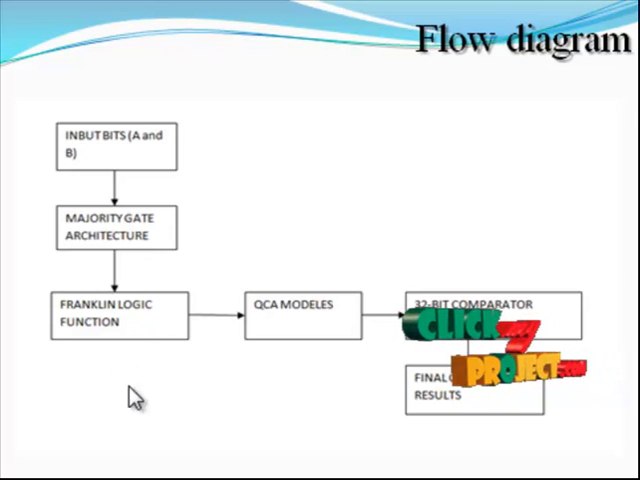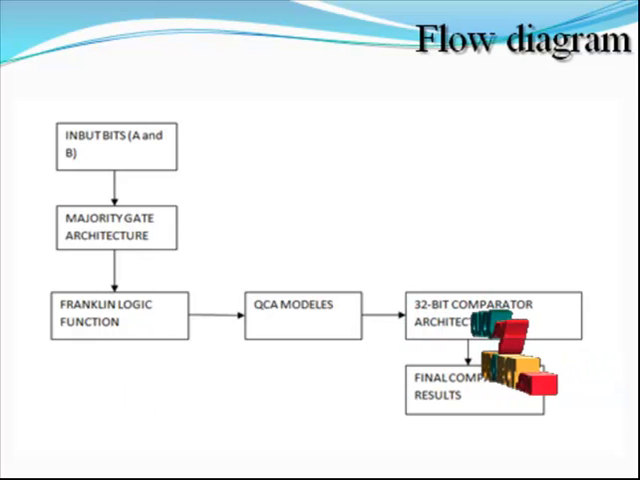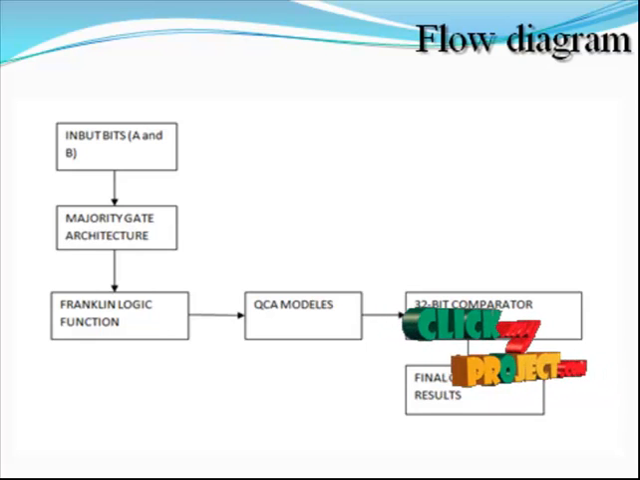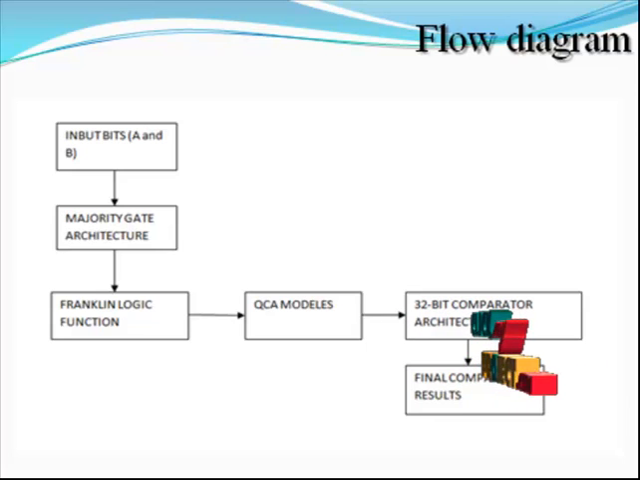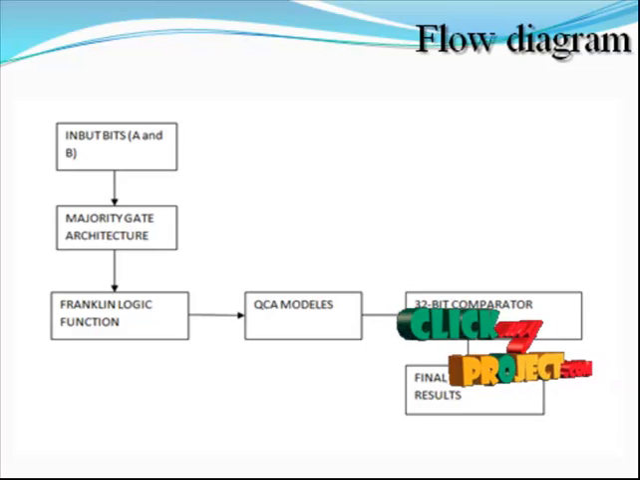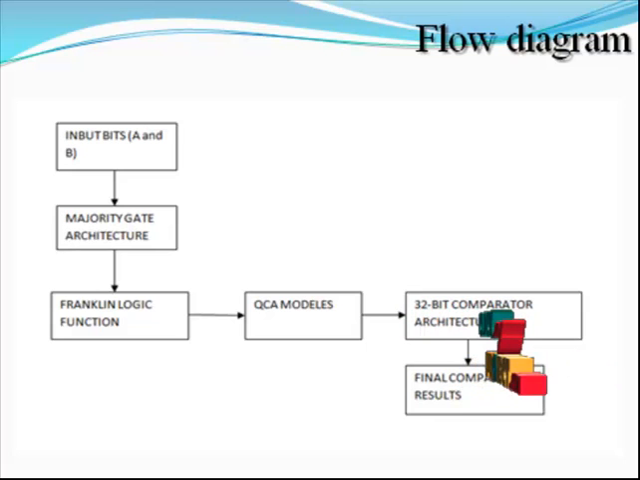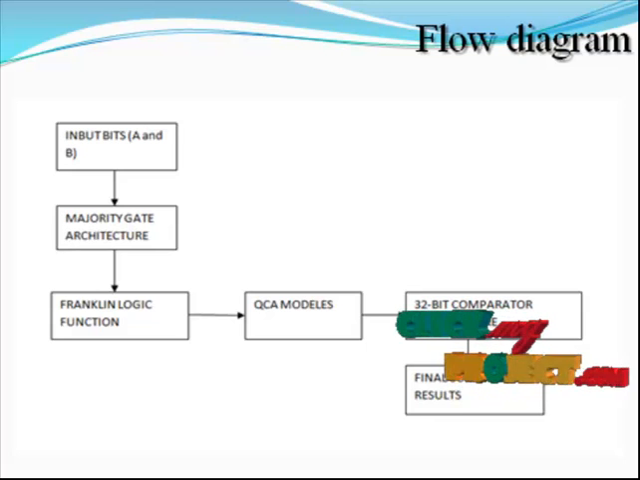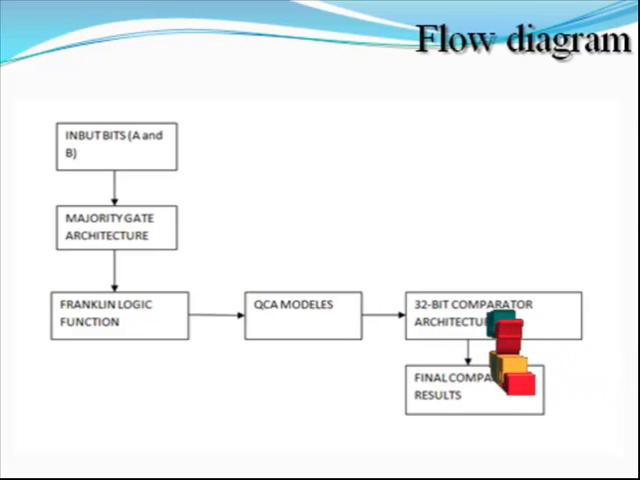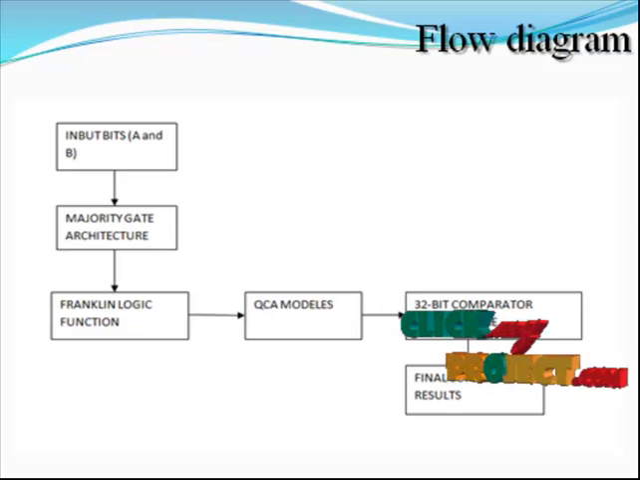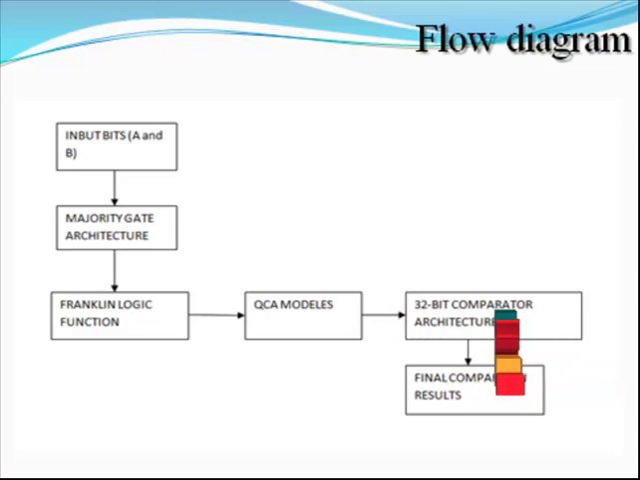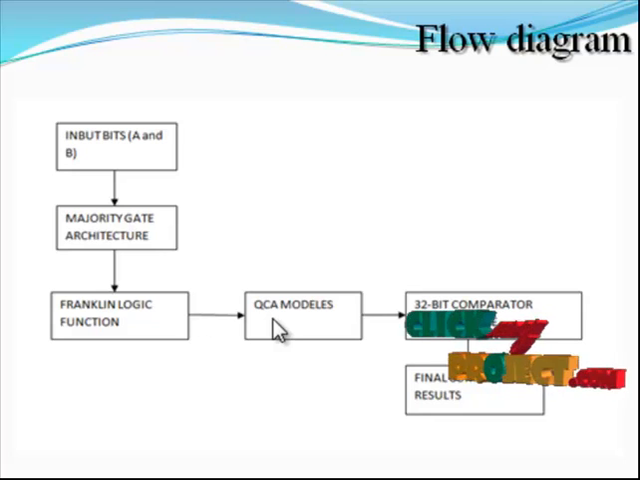Next we will discuss the Franklin logic functions. The Franklin logic function is one of the optimization techniques for the majority logic gate architecture. This optimization technique is mainly based upon the Boolean logic function. The modified Boolean logic function, processed by the Franklin logic optimized function, is applied in the majority logic gate architecture. This technique reduces the number of gate patterns for the majority architecture compared to the proposed methodology. Next we will see the QCA module.